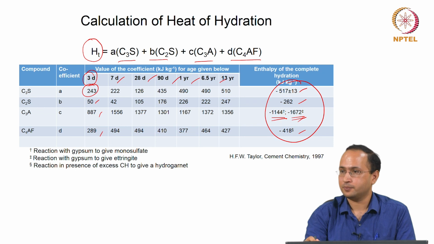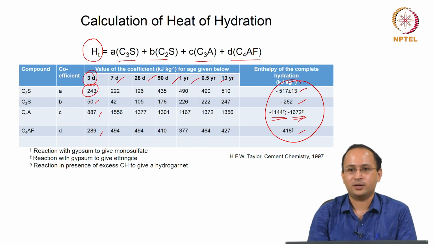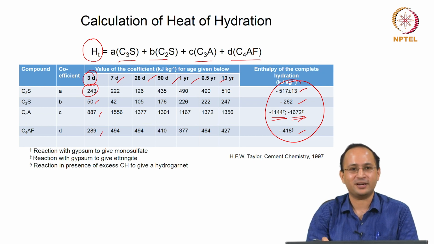Is it clear? Simply you are basically breaking down your system. You are assuming that your cement is made of 4 phases, and if you know the amount of these phases and you know the enthalpy of the complete hydration of pure phases, you will be able to calculate the total heat of hydration.